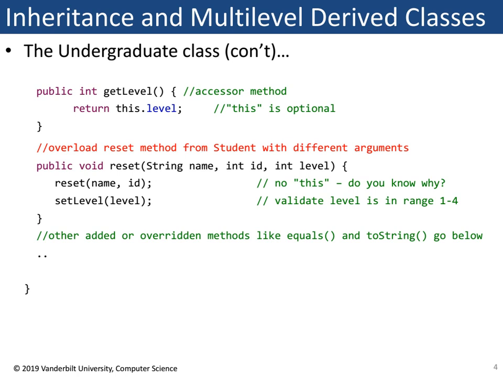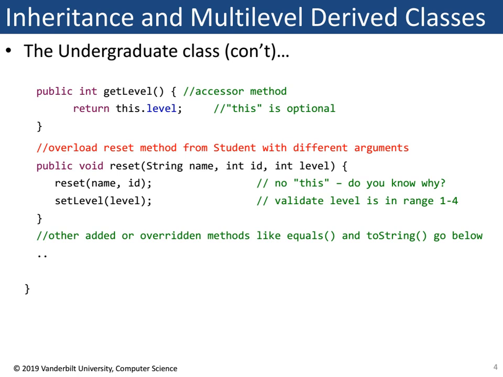So we keep the previous reset. So if we were to pass the name and ID only to the method called reset, it would use the reset method, which is part of the student class.